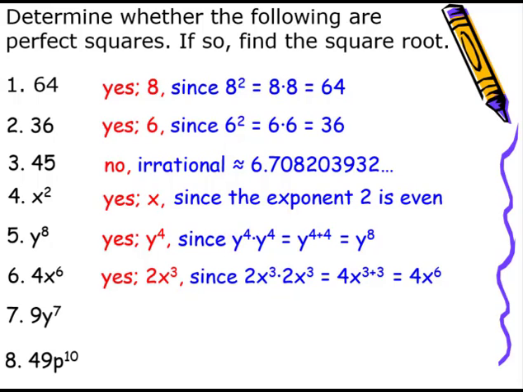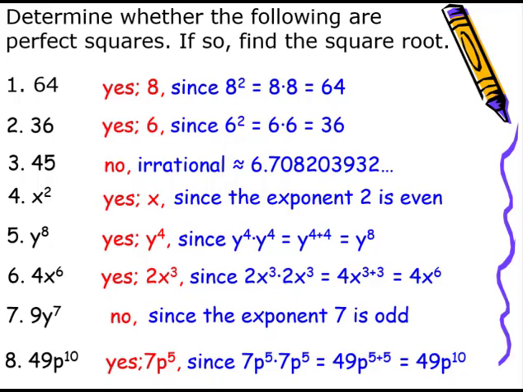9y to the 7th? No, it is not a perfect square, since the exponent 7 is odd. 49p to the 10th? Yes, it is a perfect square. 7p to the 5th is the square root, since 7p to the 5th times 7p to the 5th is equal to 49 times p to the 5 plus 5 power, which is equal to 49p to the 10th power.